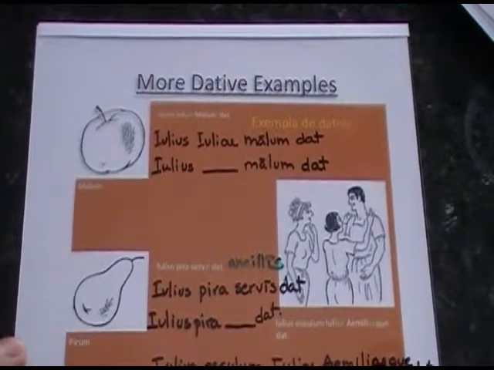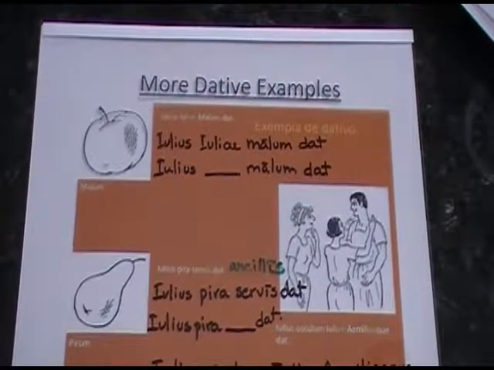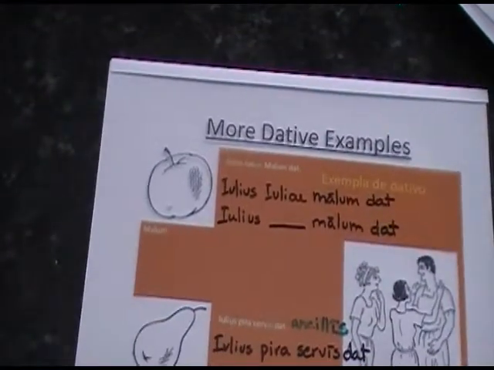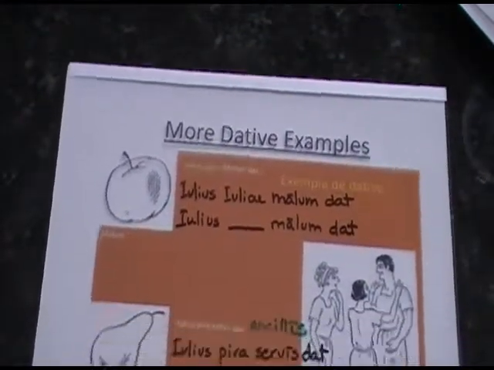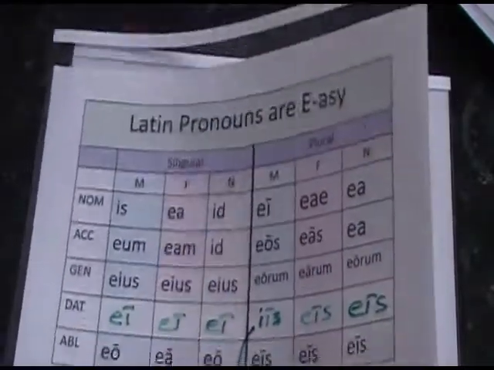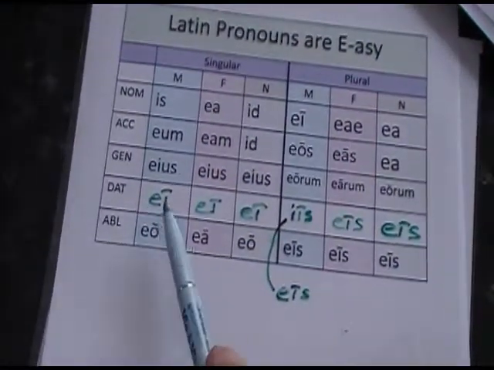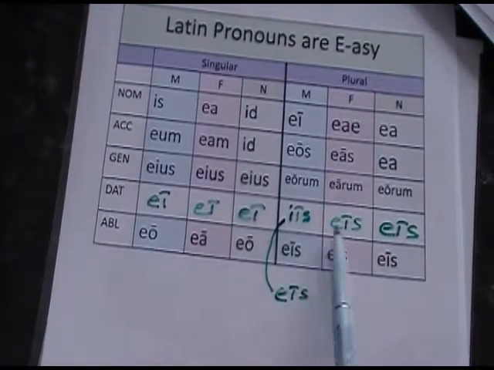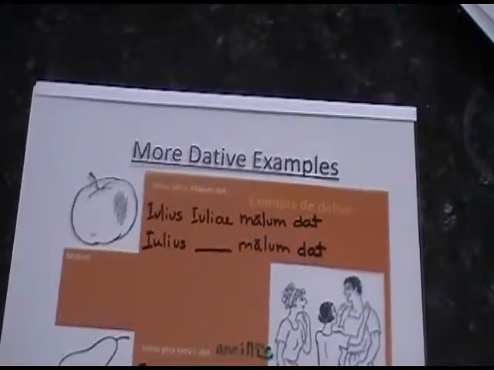Okay, going back to the dative and the pronouns. So now that we know our pronoun endings, if we remember, for the dative, it's either ei in the singular or iis or eis in the plural. So let's look at these examples.